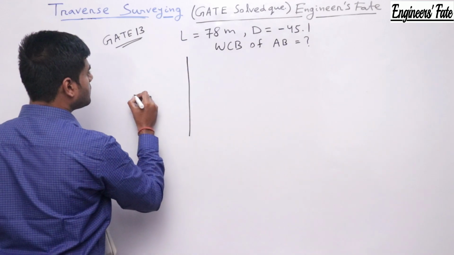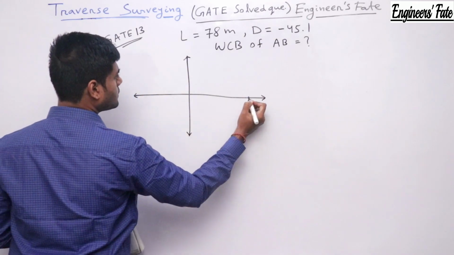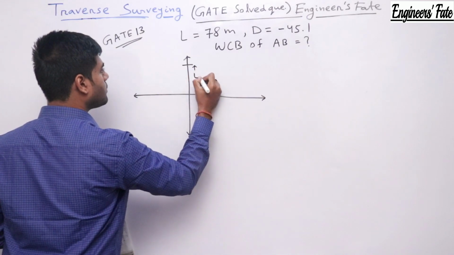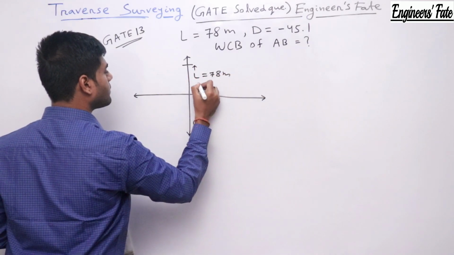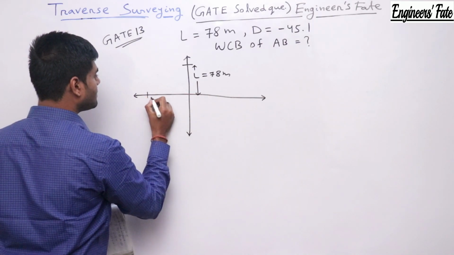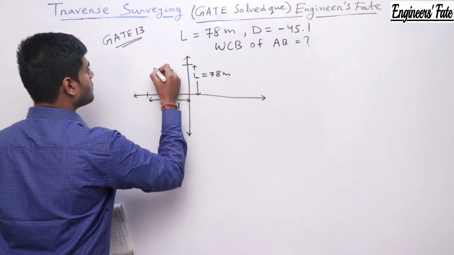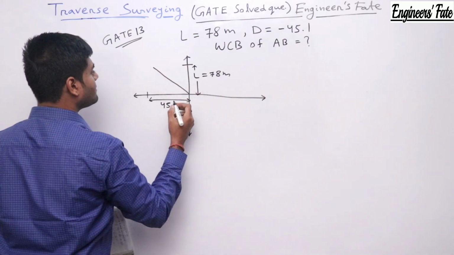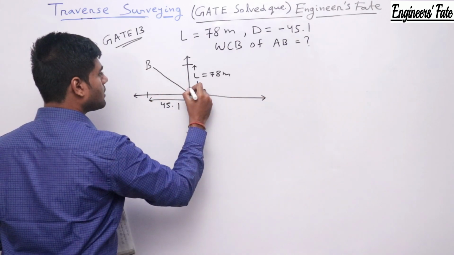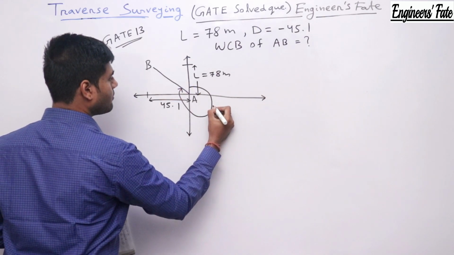So see, at first we have to draw the diagram just to make you understand. Latitude is positive, this is latitude, and it is given as 78 meter. Then departure is negative, departure means this, so this is negative 45.1. So this is the line AB. He is asking the whole circle bearing of line AB, means he is asking us this value.